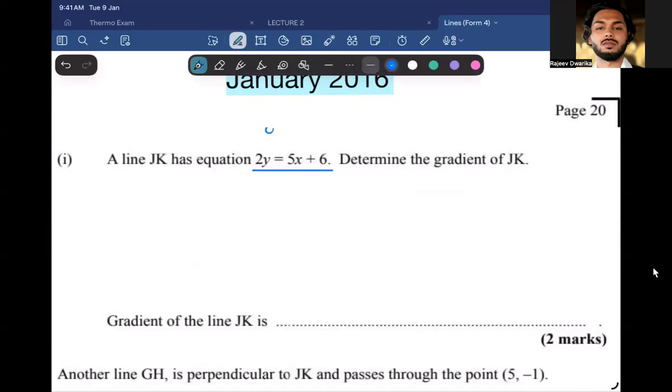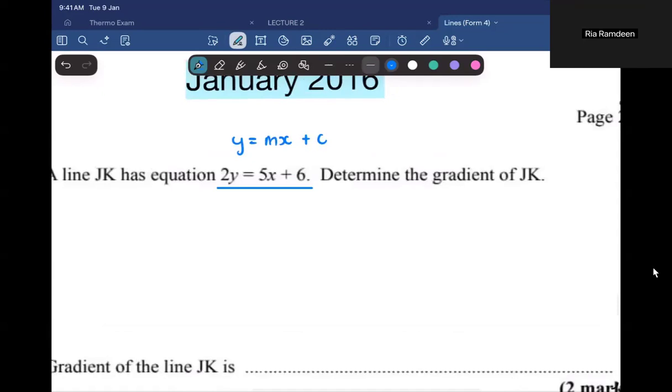Is that in the exact form y is equal to mx plus c? No. Well, not really, but I could see potential in it. There's potential, right? Ria, are you seeing potential? Yep, we could solve it. Right, we could solve for y. Can you tell me how we solve for y? How would I do that?